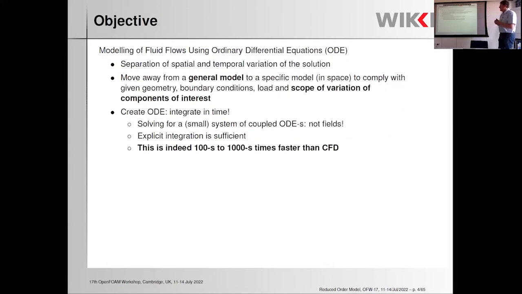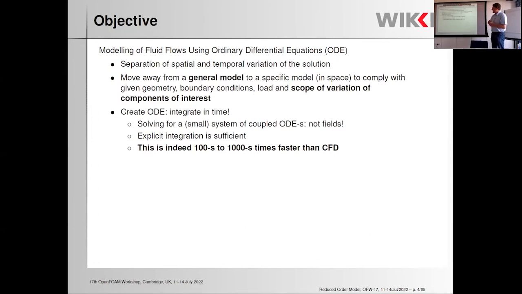So the first trick that we are going to do is to move from a general model into a specific model. So if I'm doing a reduced order model, I will do it for this room here, and it is not applicable to other rooms of different shape, volume, etc.